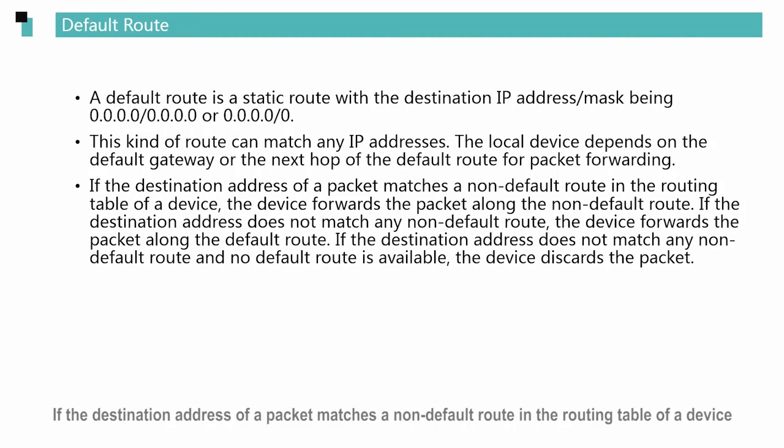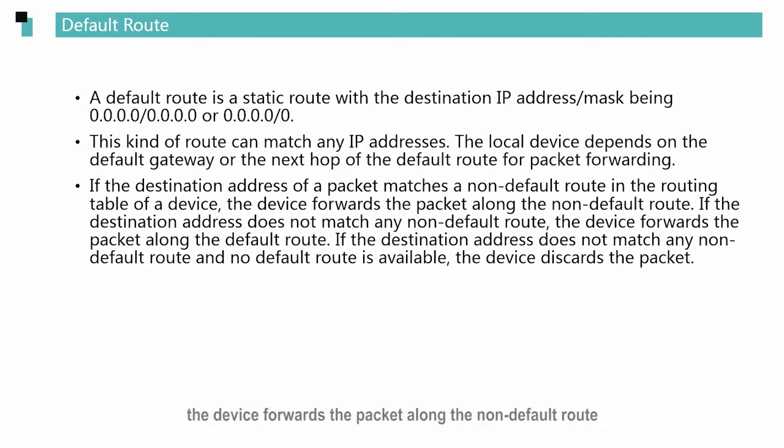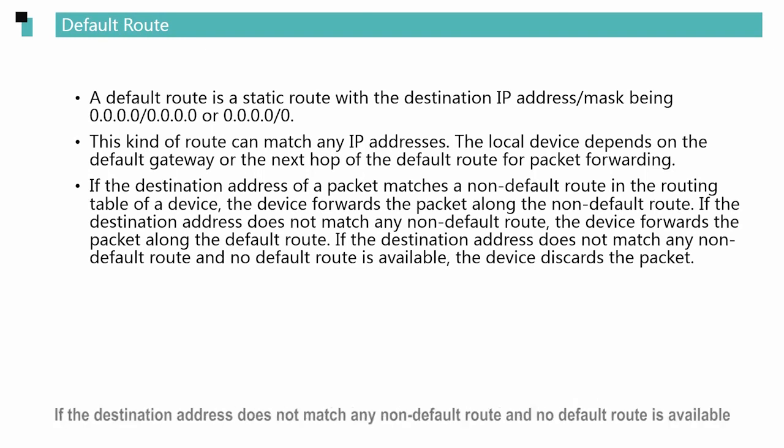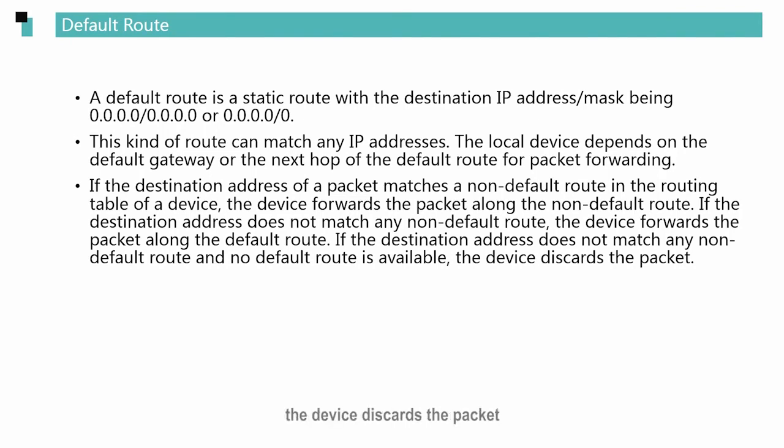If the destination address of a packet matches a non-default route in the routing table of a device, the device forwards the packet along the non-default route. If the destination address does not match any non-default route, the device forwards the packet along the default route. If the destination address does not match any non-default route and no default route is available, the device discards the packet.